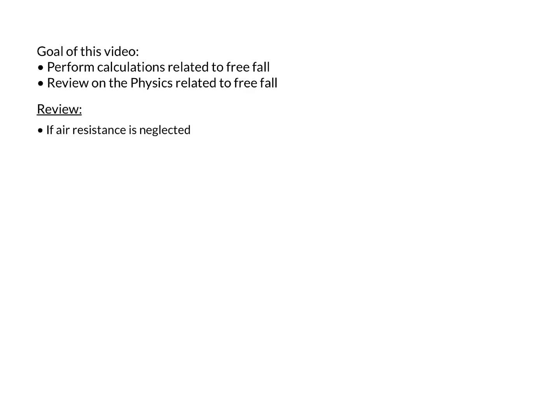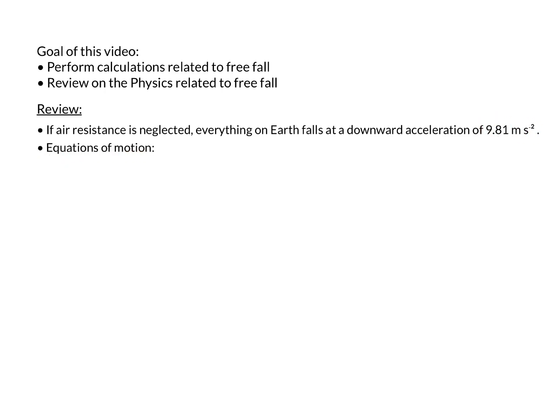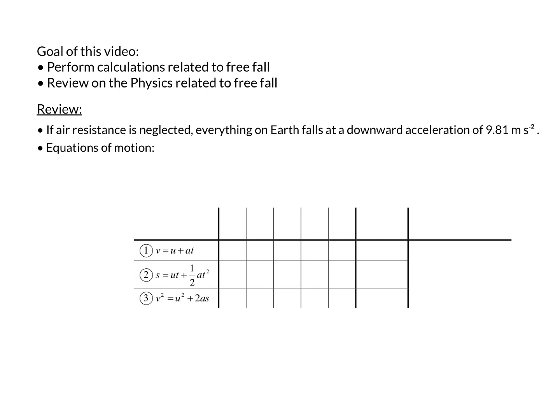The first is that if air resistance is neglected, everything on Earth falls at a downward acceleration of 9.81 meters per second squared. The second is the so-called equations of motion as shown below. They are equations that are used with motions having constant acceleration. Note that there are 5 variables involved in these equations, namely the displacement s, the acceleration a, the initial and final velocity u and v, and the elapsed time t.